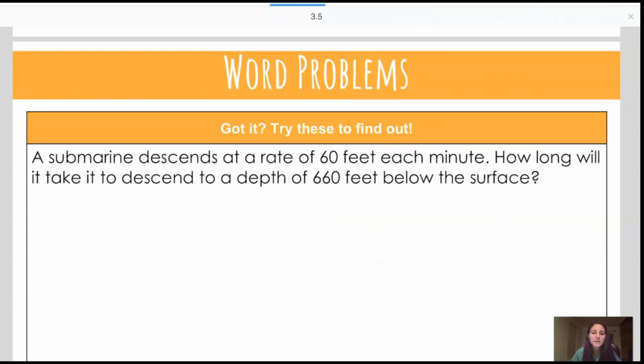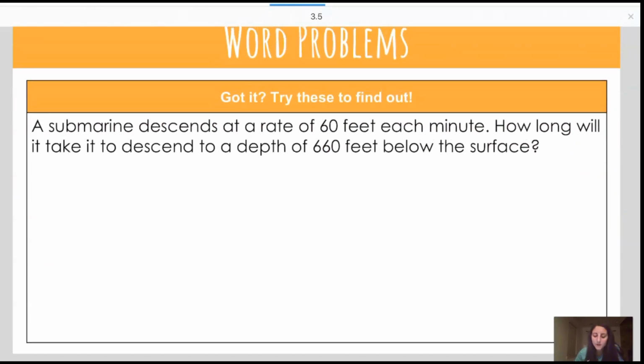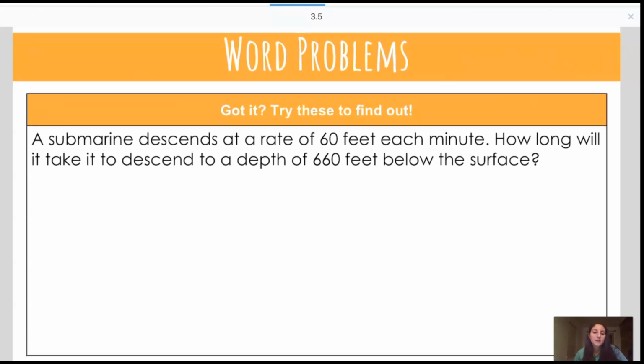All right, to end today's lesson, I want you to try this word problem. So pause the video, try it on your own, and then you're going to hit play when you're ready to check your answer.